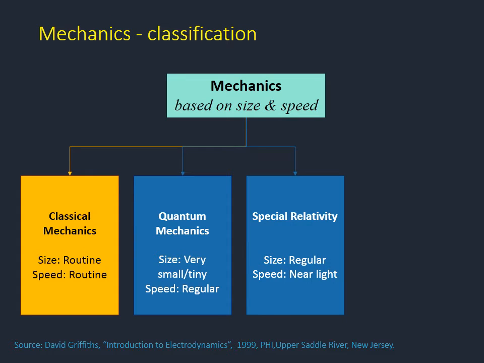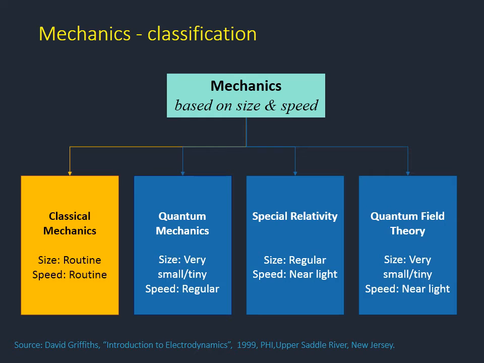Special relativity deals with objects of regular or normal size, same as that of classical mechanics, but their speeds are near to that of light. Last is quantum field theory, which is relatively new, which deals with objects that are both tiny and moving at speeds near to that of light.